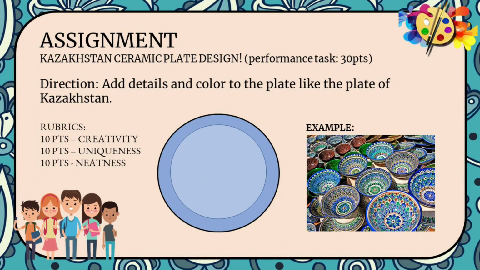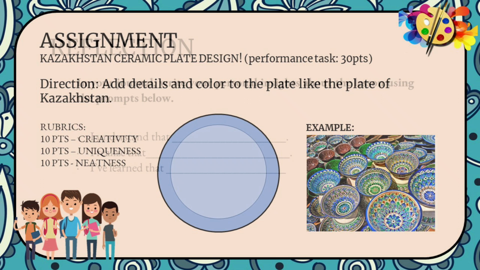Assignment: Kazakhstan plate. Direction: add details and colors to the plate like the plate of Kazakhstan. Our rubrics for this activity are 10 points for creativity, 10 points for uniqueness, and another 10 points for neatness, for a total of 30 points.